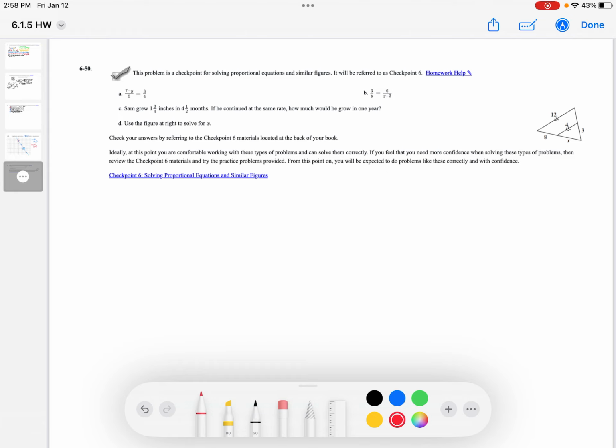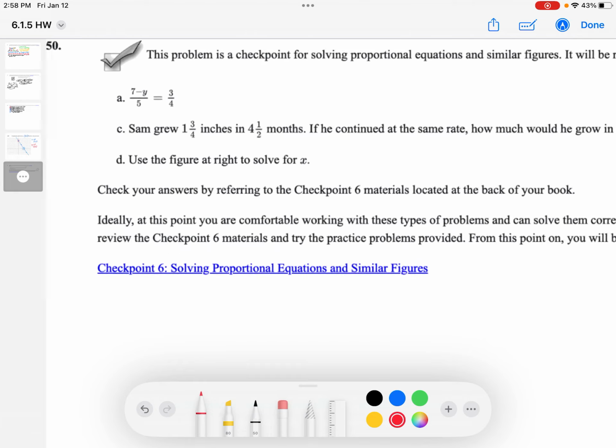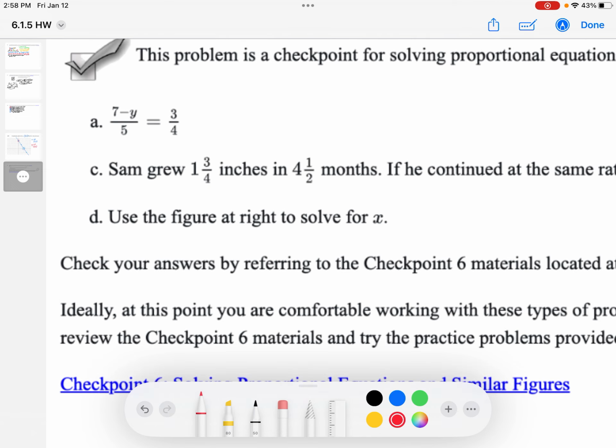This is a checkpoint for solving proportional equations and similar figures. Okay, so let's look at A. We've got a ratio here. I think the easiest way to solve ratios is by cross multiplying, right? We call that the butterfly method sometimes.